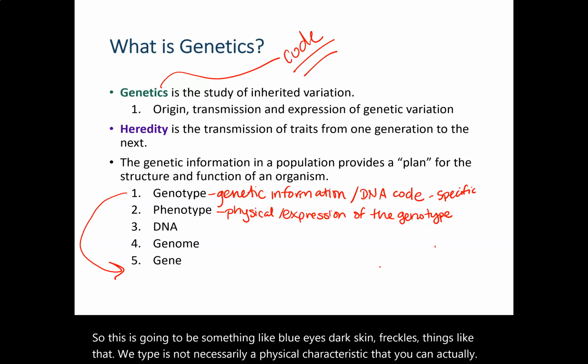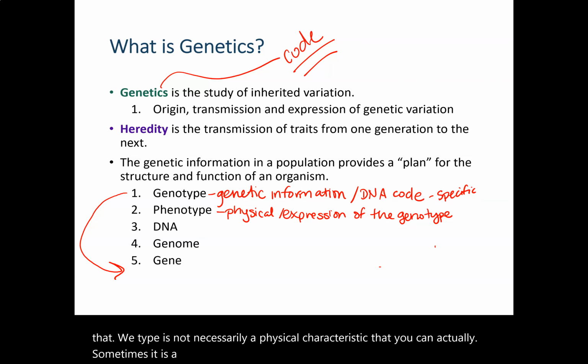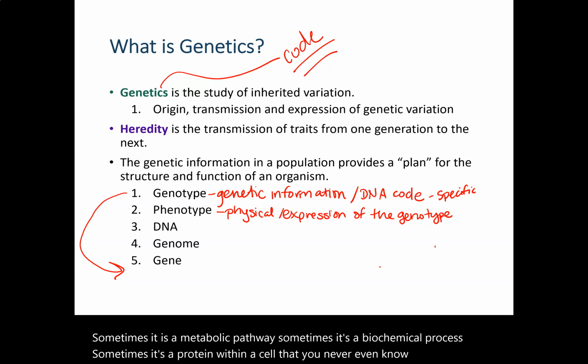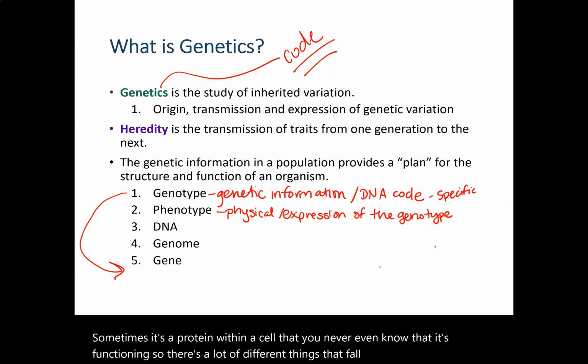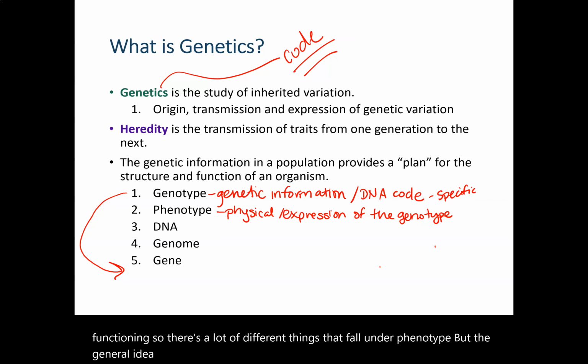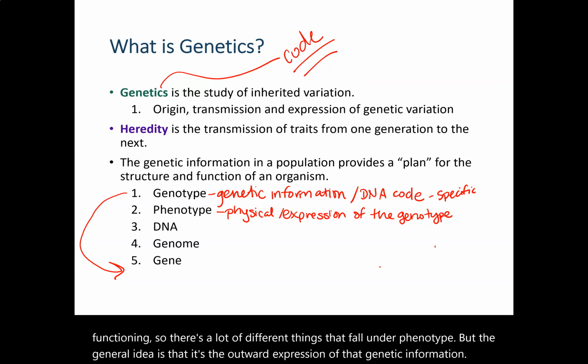Sometimes it is a metabolic pathway, sometimes it's a biochemical process, sometimes it's a protein within a cell that you never even know is functioning. So there's a lot of different things that fall under phenotype, but the general idea is that it's the outward expression of that genetic information. DNA is our coding molecule.